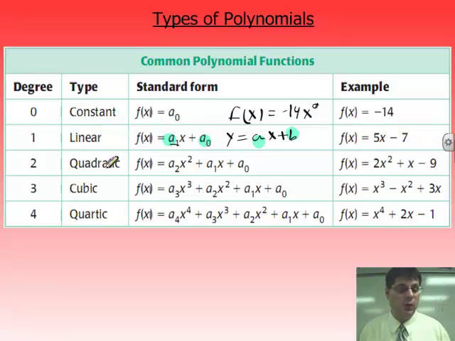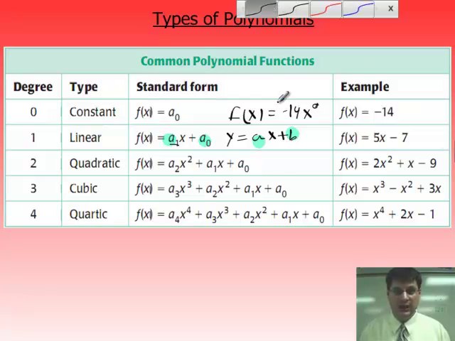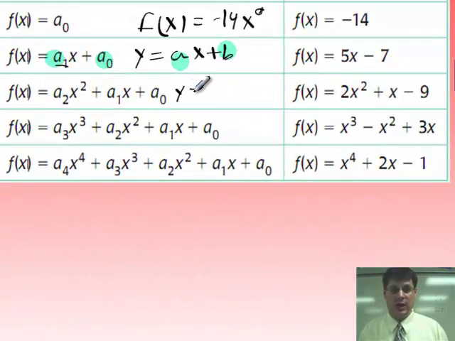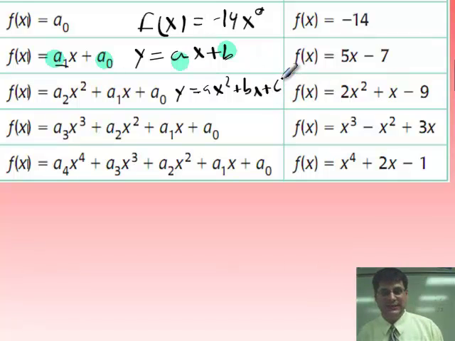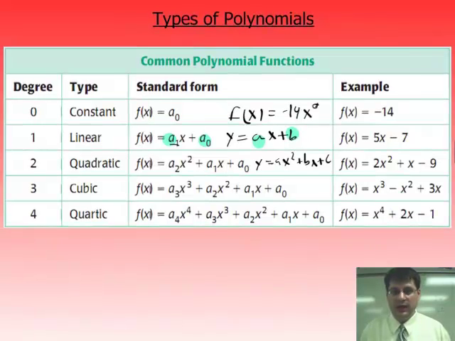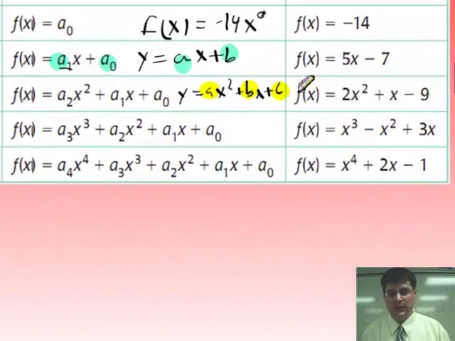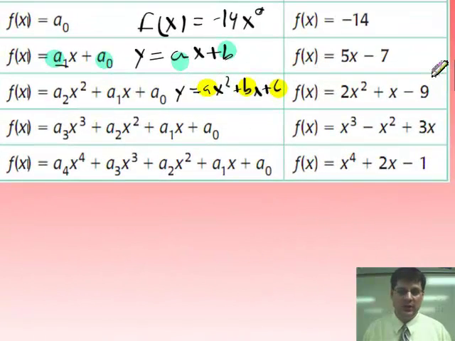And then we've talked about quadratics, and quadratics would be, in standard form, we recognize standard form previously as y equals ax squared plus bx plus c, but we're going to replace the a, b, and c with a sub 2, a sub 1, and a sub 0 respectively. So that's what the quadratic looks like.